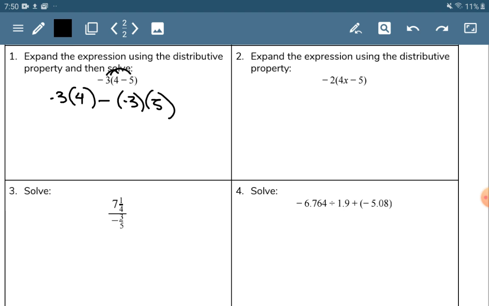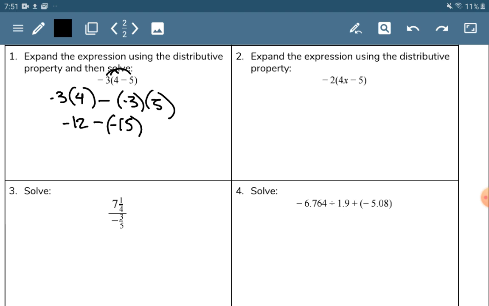So when I start at the beginning, negative 3 times 4, well, 3 times 4 is 12. And a bad thing happens to a good person, therefore it's a negative 12. I still have my subtraction sign. I'm doing negative 3 times 5. Well, 3 times 5 is 15. And a bad thing happens to a good person, so it's a negative 15.